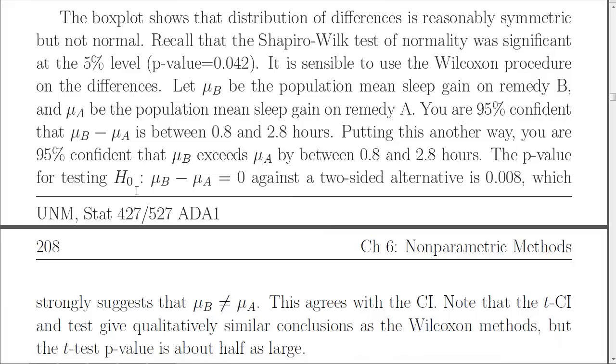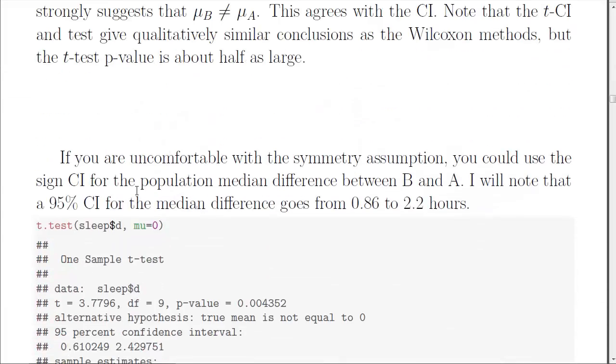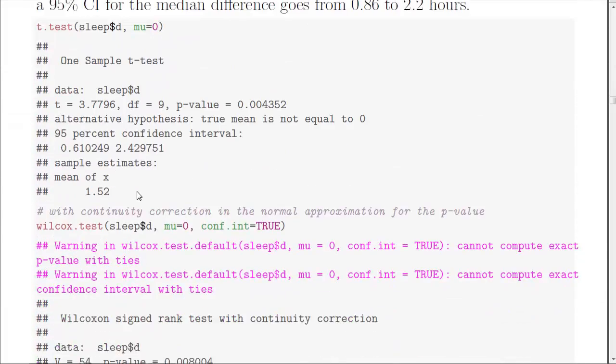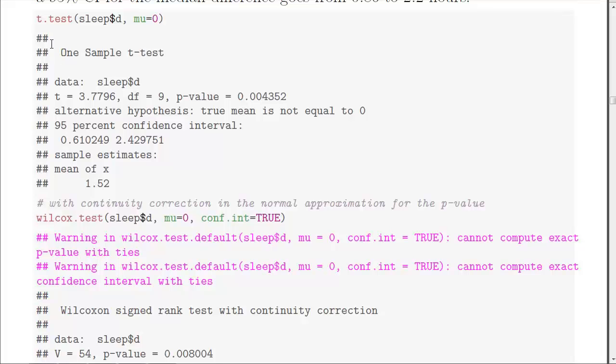All right, so let's scroll down a little bit more. Oh, yes, and take a look at the T-test versus the Wilcox sign rank test. So here, a T-test, right, we're assuming that the sampling distribution of the mean is normal. We're testing whether the difference between the sleep remedies is 0, and we find that there is a statistically significant difference, and that, in fact, the confidence interval for the difference between the two sleep remedies goes from 0.6 to 2.4. All right.